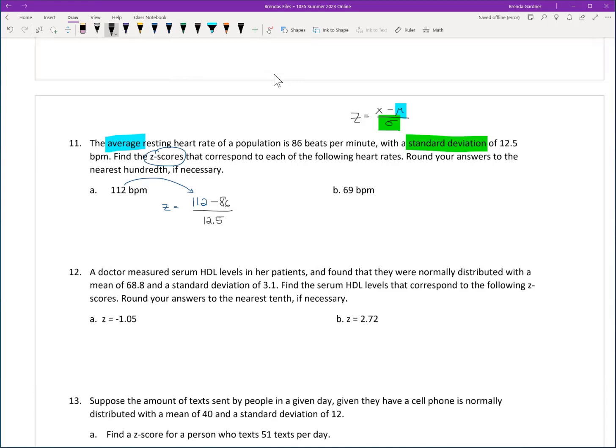And then you do similarly for part B, except it would not be 112 as your data point, it's 69, minus 86, divided by 12.5. And of course, anytime you get a negative z-score, that's fine. It just means it's below average. And if it's positive, then it's above average. We can tell right here, the 69 is below the average resting heart rate.